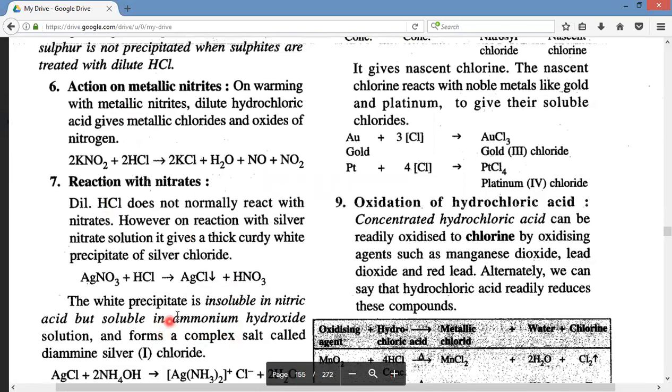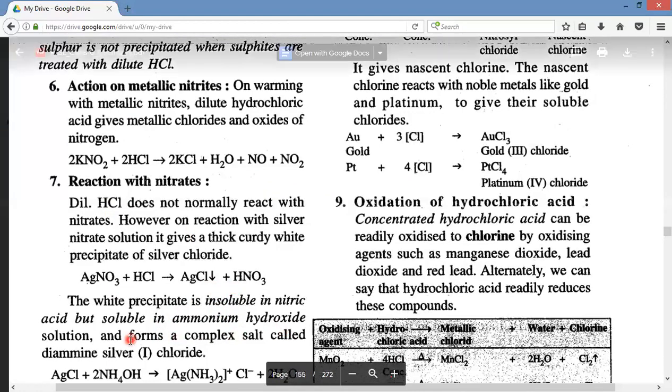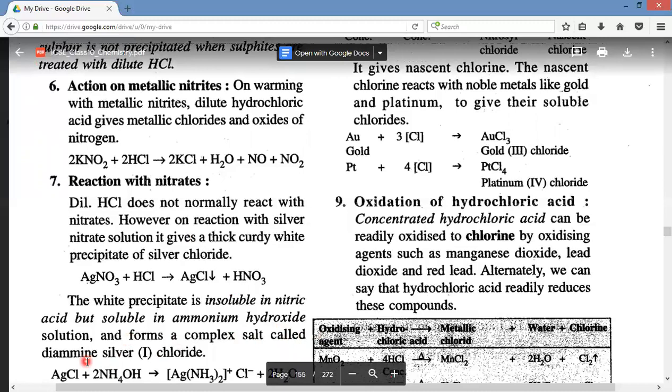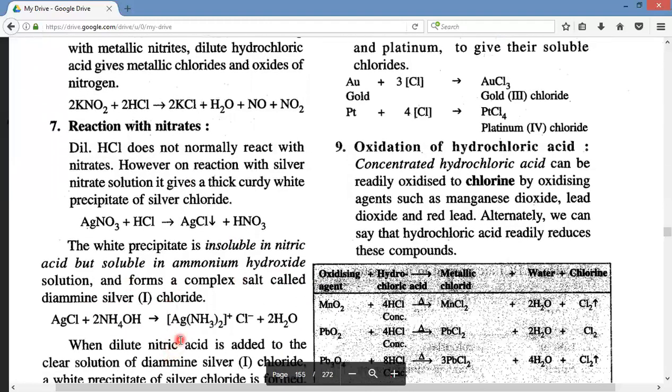The white precipitate which is formed in the nitric acid is soluble in the ammonium hydroxide solution and forms a coordination complex compound, that is diamine. Check it, two amines are there: diamine silver(I) chloride, and it is your complex salt.